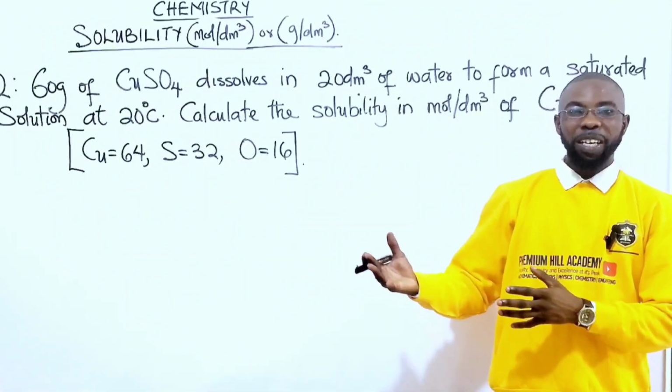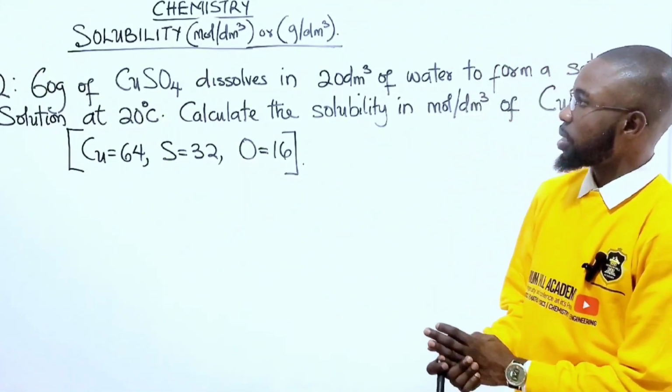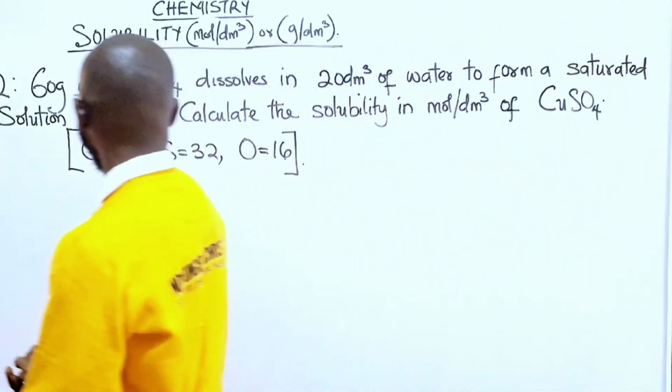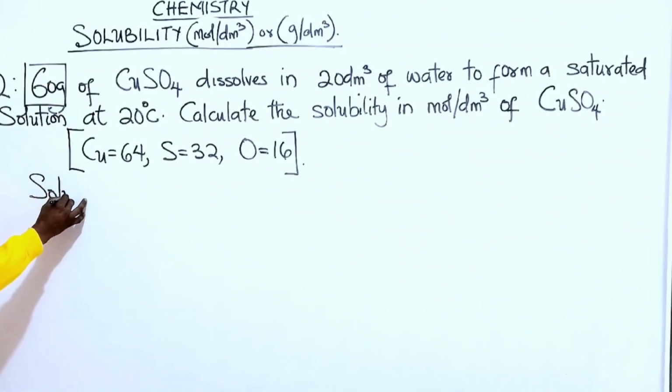Alright guys, so let's look at the number 2 question given on the board. It said if 60 gram of copper(II) sulfate, CuSO4, dissolves in 20 dm³ of water to form a saturated solution at 20 degrees Celsius, calculate the solubility in mole per dm³ of CuSO4. And these are the atomic masses given here, right? I told you guys that there are steps to solving this. This is the mass that was given. So let's start the solution.